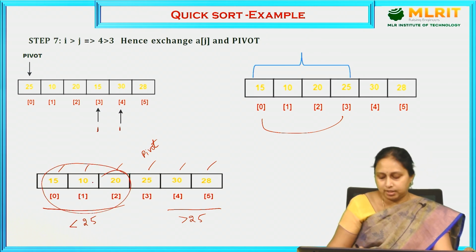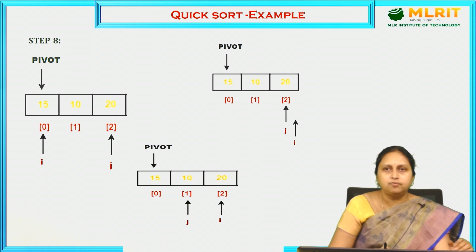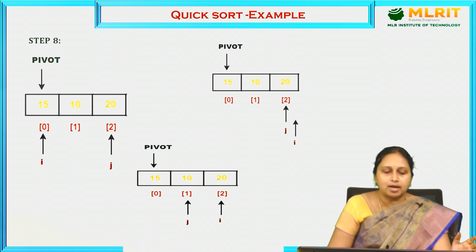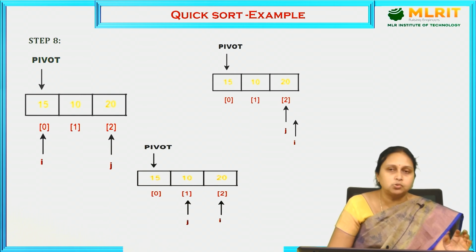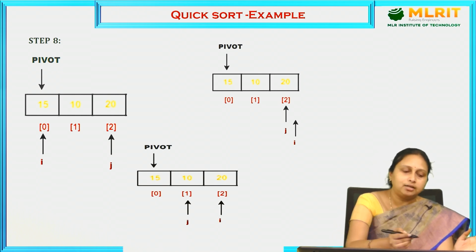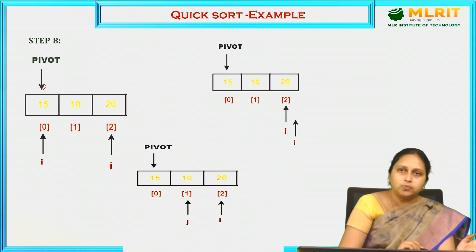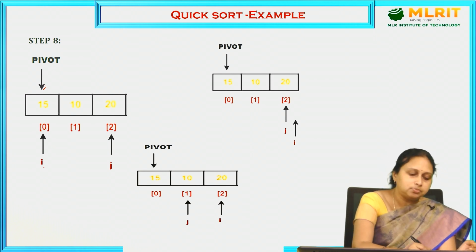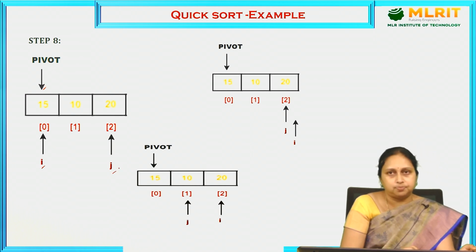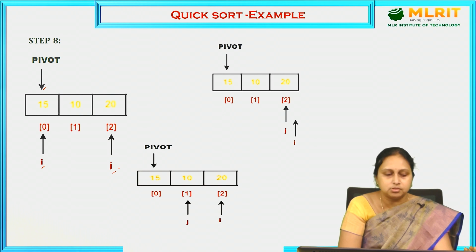15, 10 and 20. Are they in sorted order? If it is in sorted order, we need to leave it as it is. But if you look, those elements are not in sorted order. Now what do we need to do? Again, the same algorithmic steps have to be applied on this left sublist. Now consider again, the starting one is the pivot element, and this is my I value and this is the J value. Again repeat the same process.